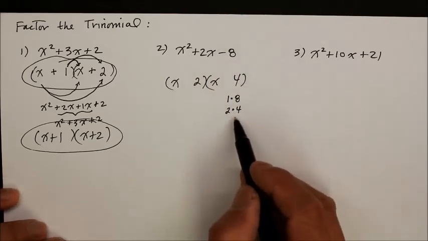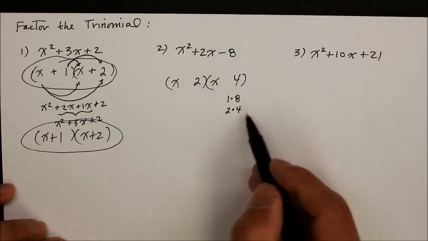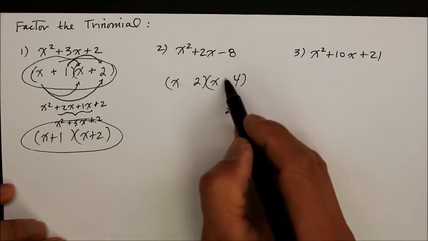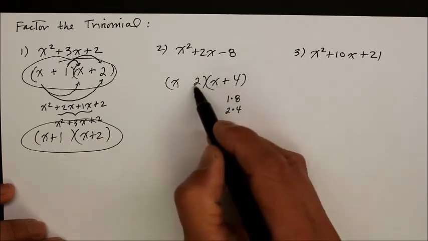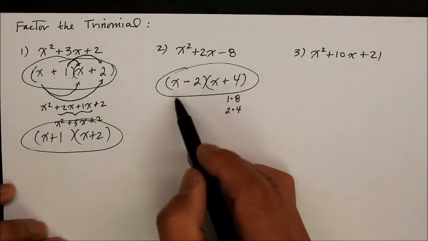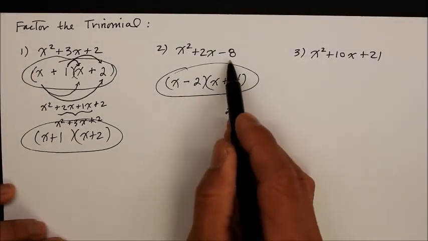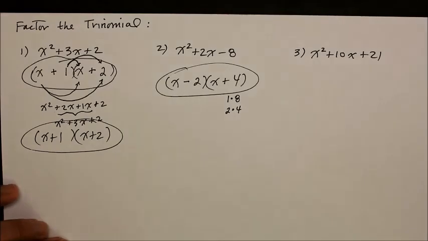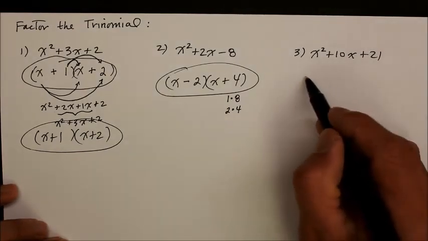And the question is, what must their signs be? Well, to get a positive 2, the bigger number has to be plus, and the smaller number has to be negative. And that's it. And if you want to check your work, do the FOIL method again, and you'll get the same trinomial. And the third one?